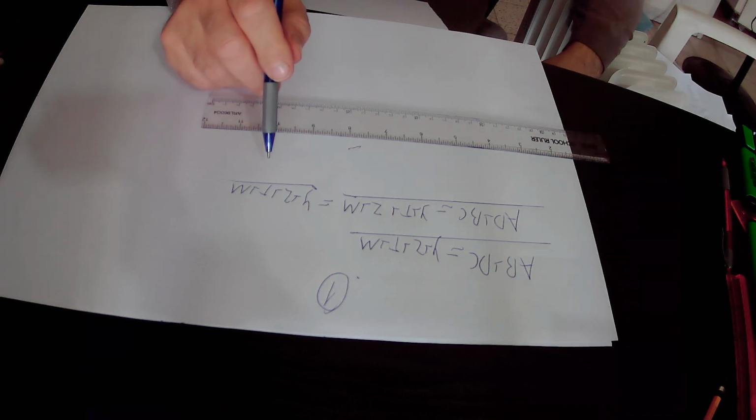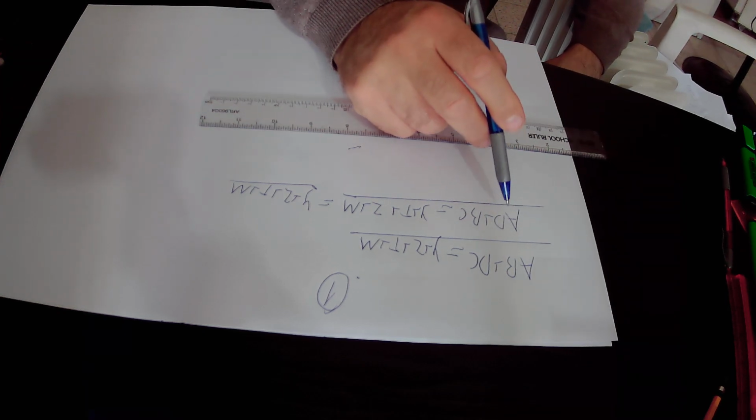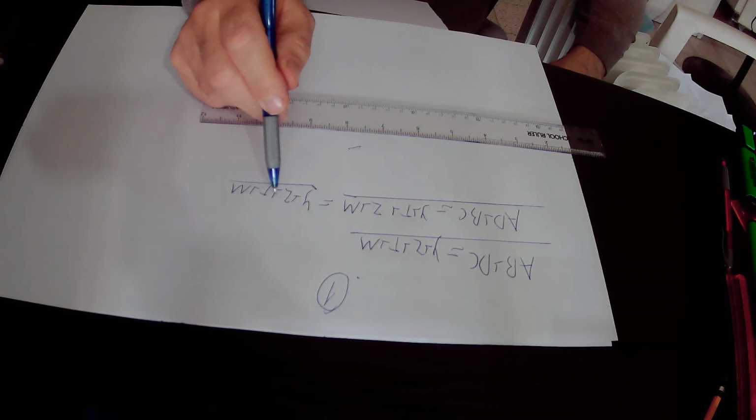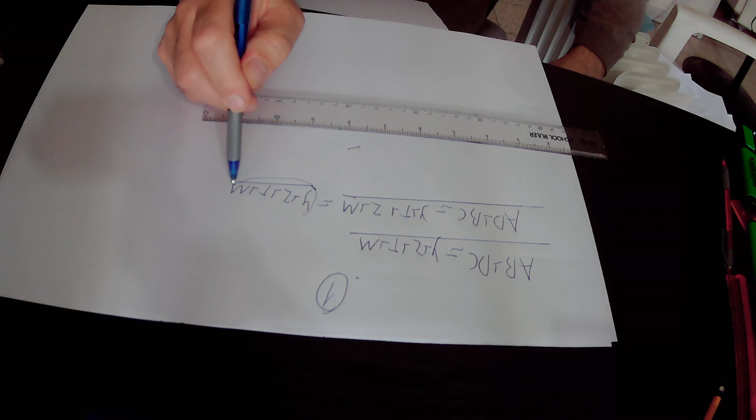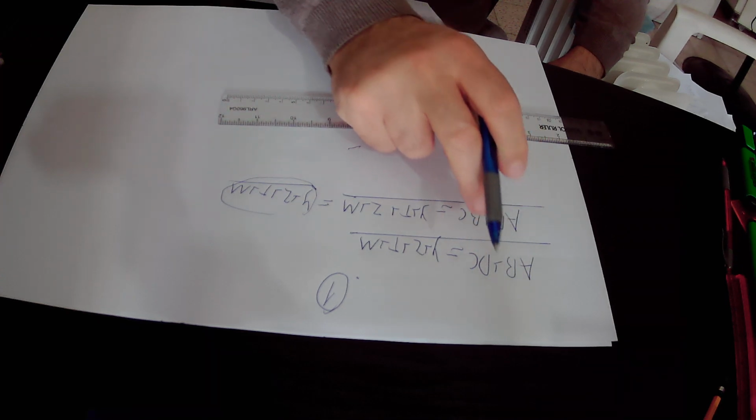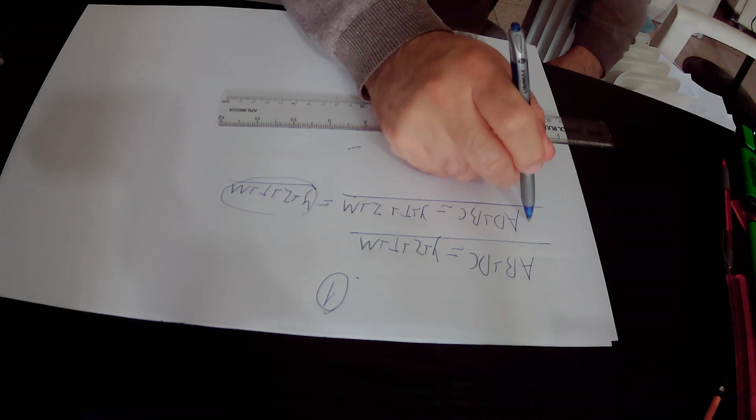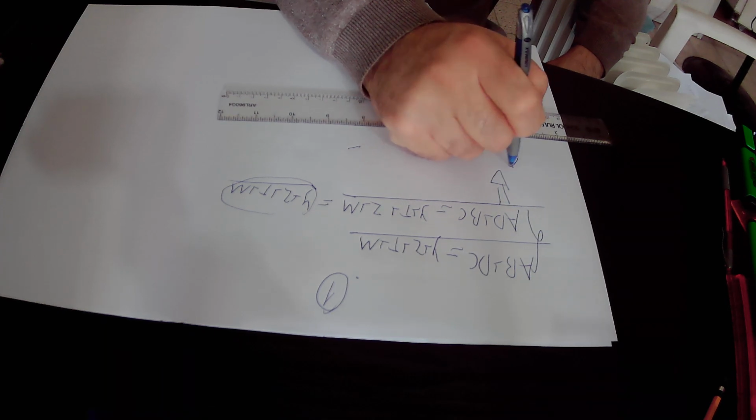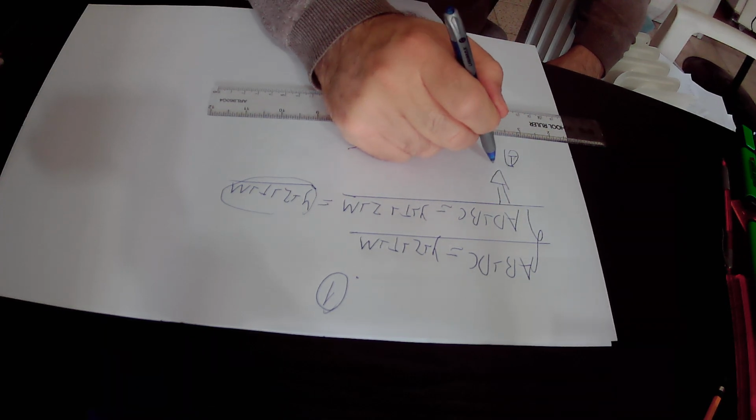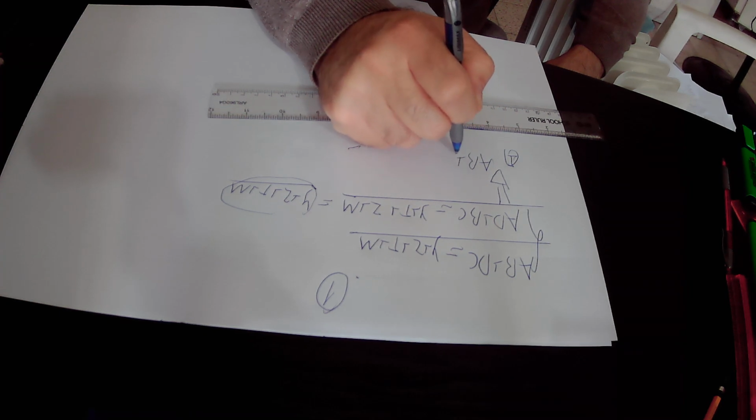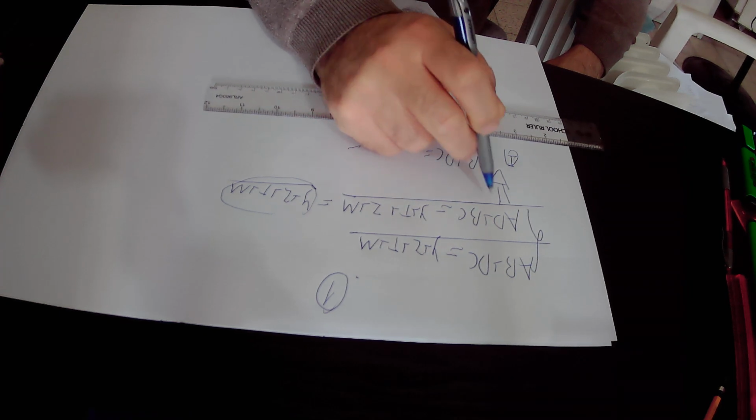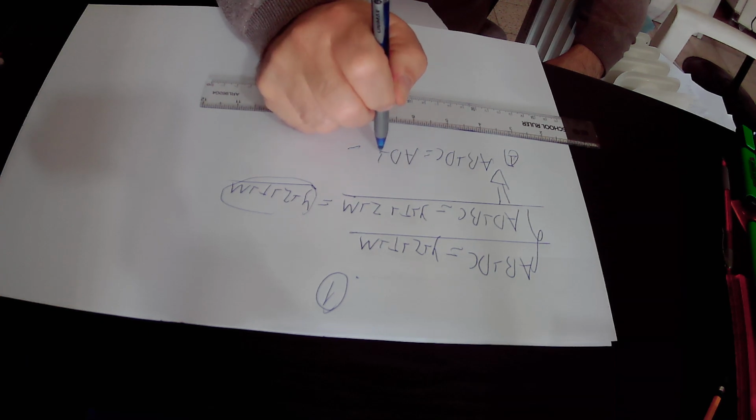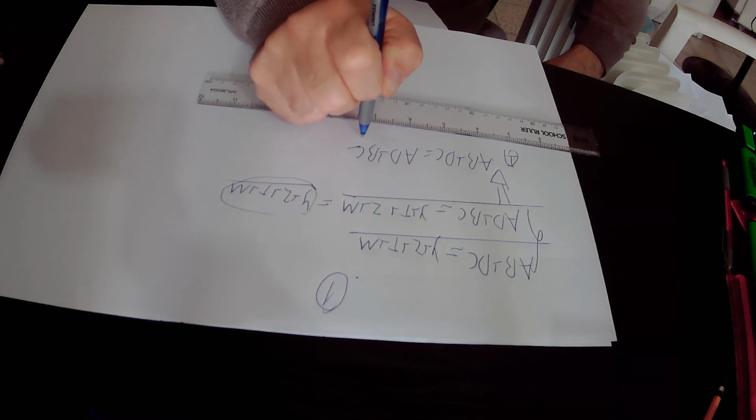And because those two expressions are both equal to this expression, it means that those two expressions must be equal to each other. That is to say, AB plus DC must be equal to AD plus BC.